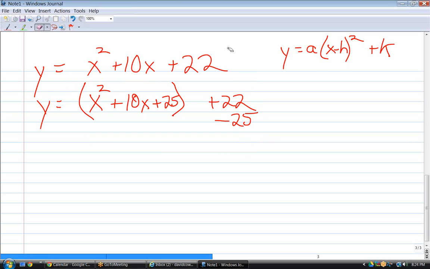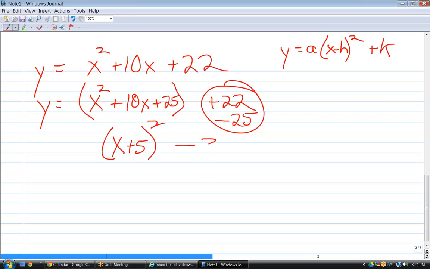Okay. Now, the whole reason we did that is so that we can write this quadratic as a perfect square. Now, I add those two numbers together, and I get -3. And presto, I have it in vertex form.